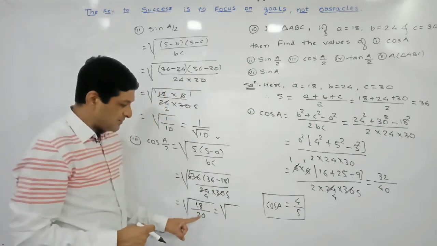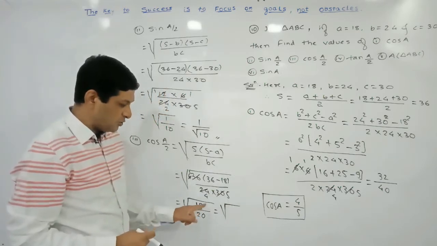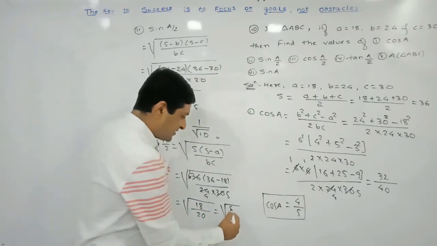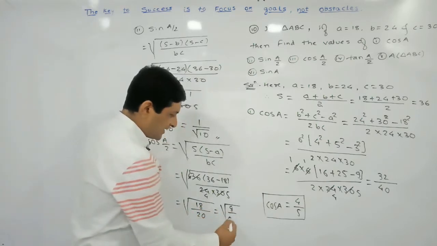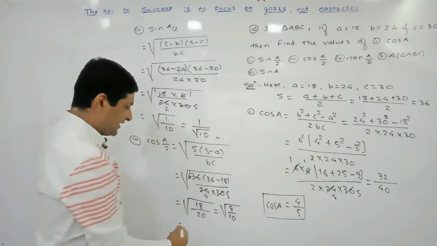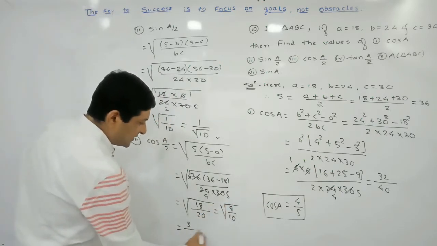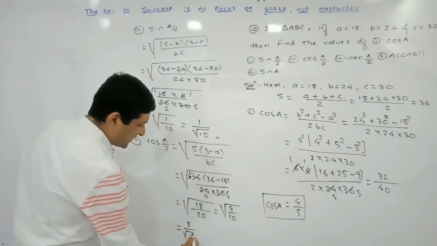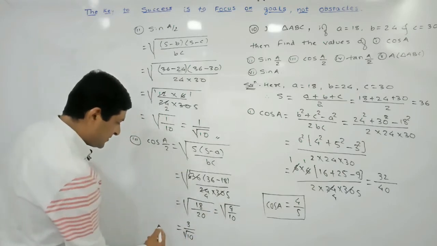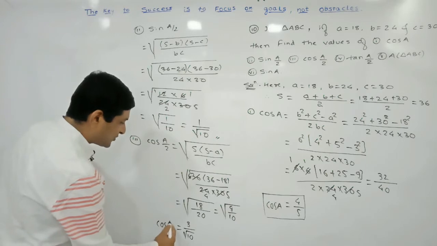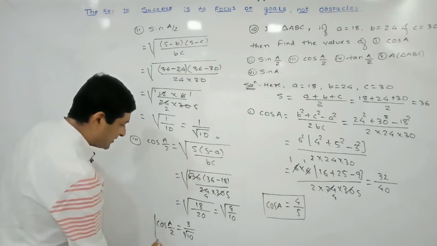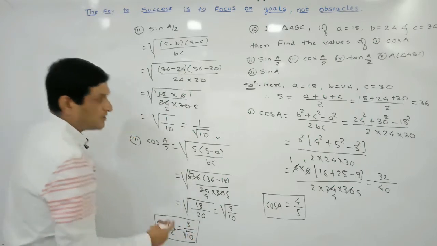We can observe that both the numbers are divisible by what? 2. 2 nines are 18 and 2 tens are 20. So again it can be simplified. What is the square root of 9? 3, and in the denominator the square root of 10 will be equal to root 10. Means in this way we have got our next required value. Cos A by 2 is equal to 3 upon root 10.